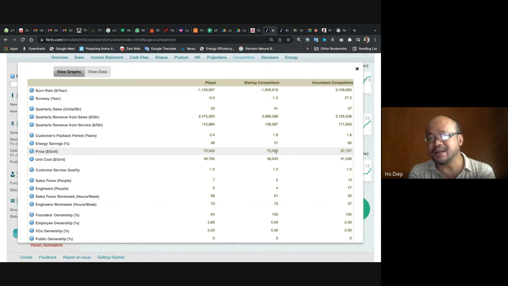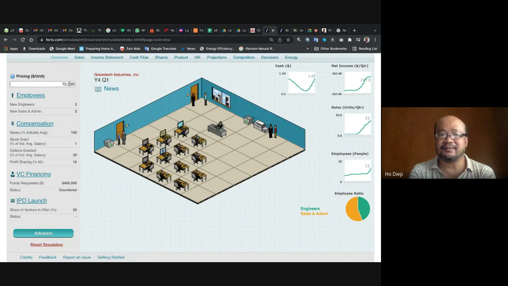Our competitors are more expensive than us. We have invested in more engineers to do more R&D, so hopefully we can reduce this payback period below theirs as soon as possible. Our equipment is still more expensive than their equipment as well, and we're not making as much margin compared to our competitors. But hopefully, by reducing the price, our customers will see that our products are more competitive. So maybe we change this to 72,000. Let's advance.